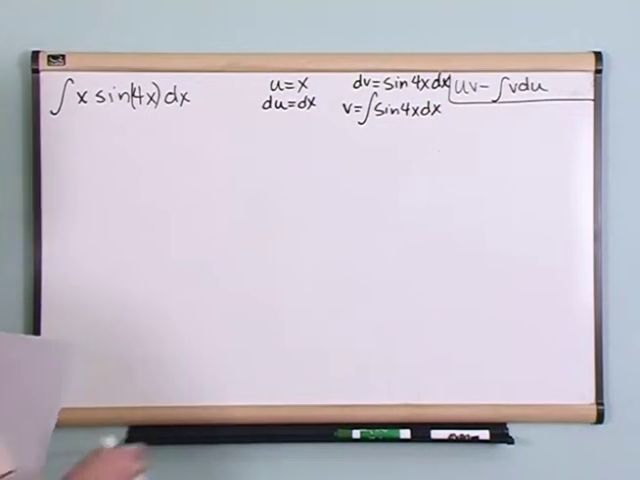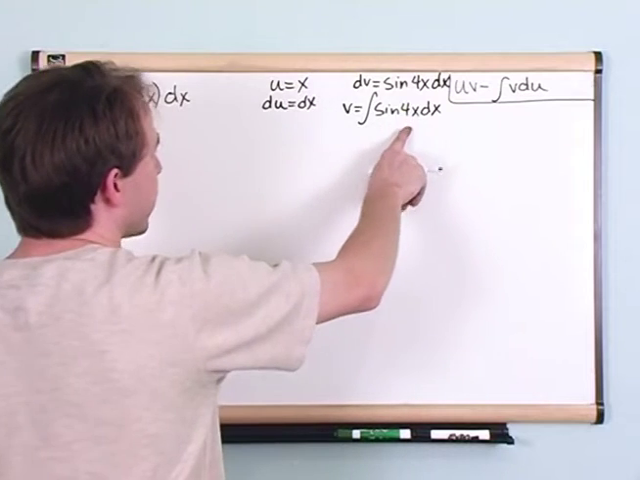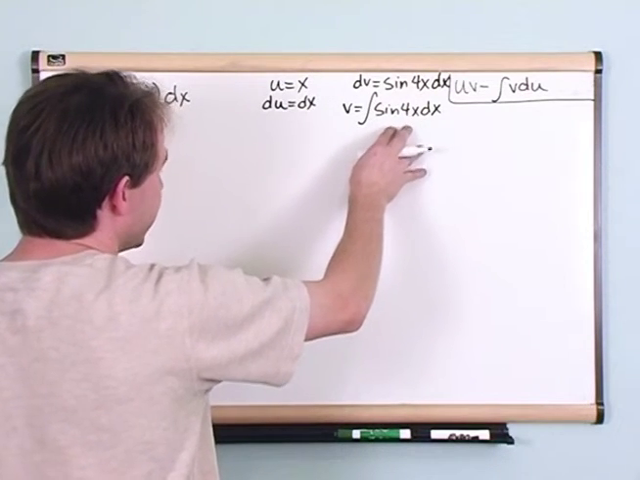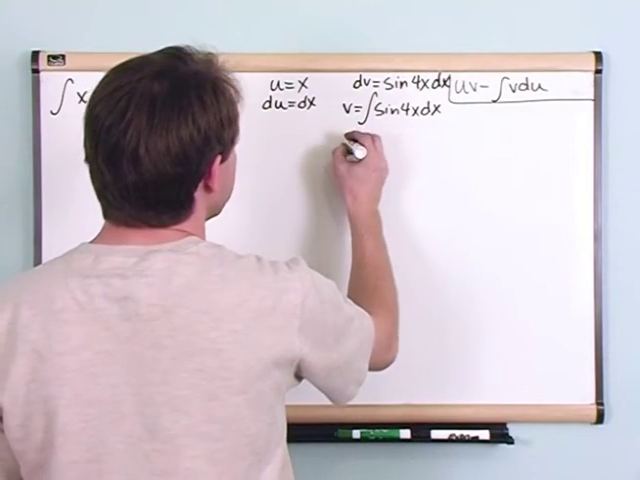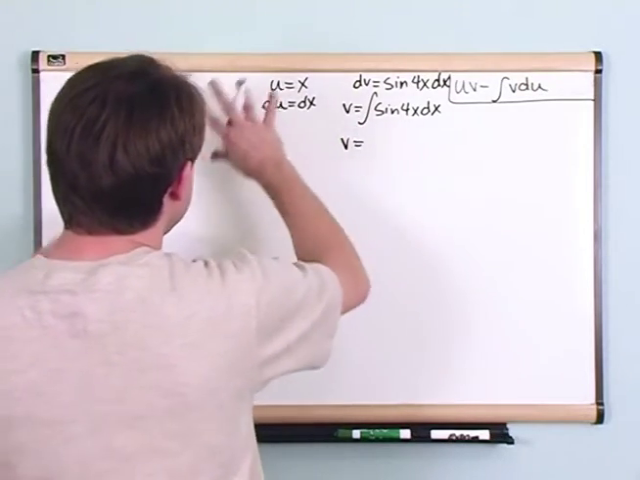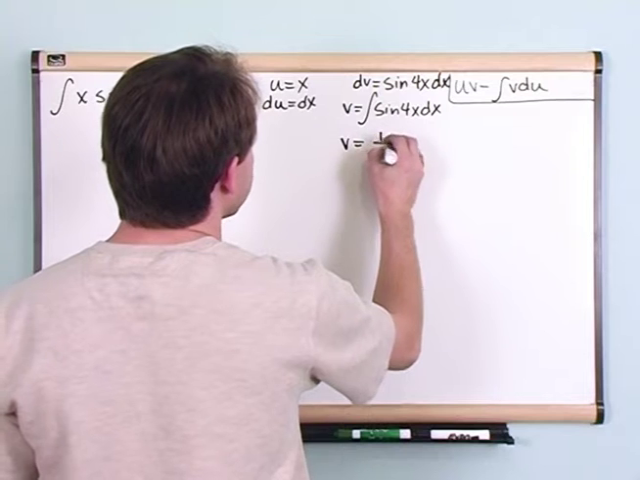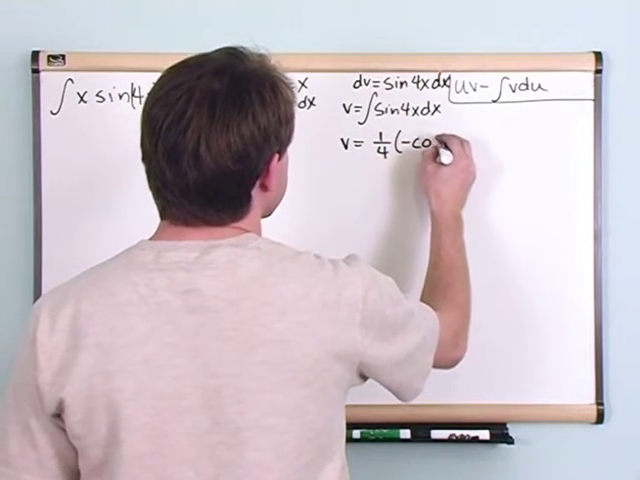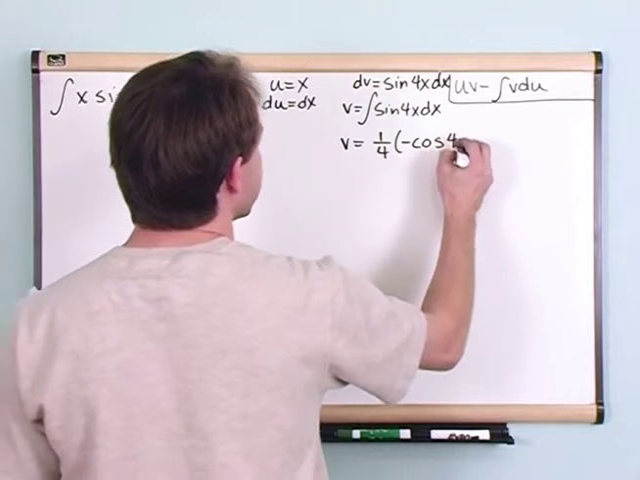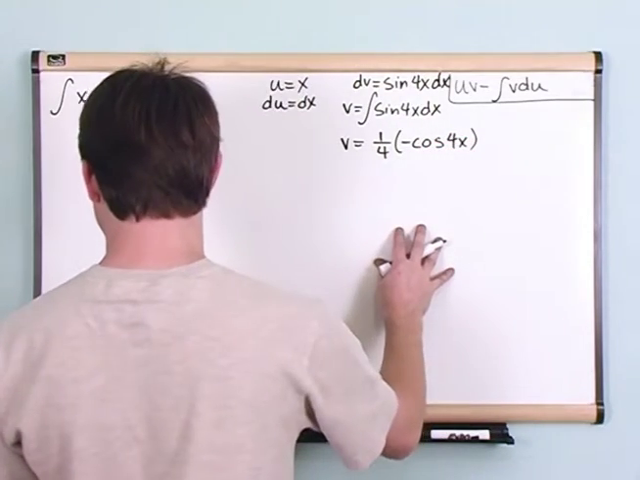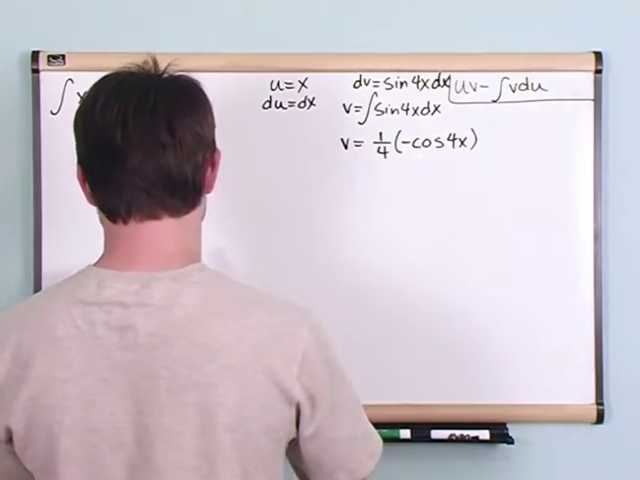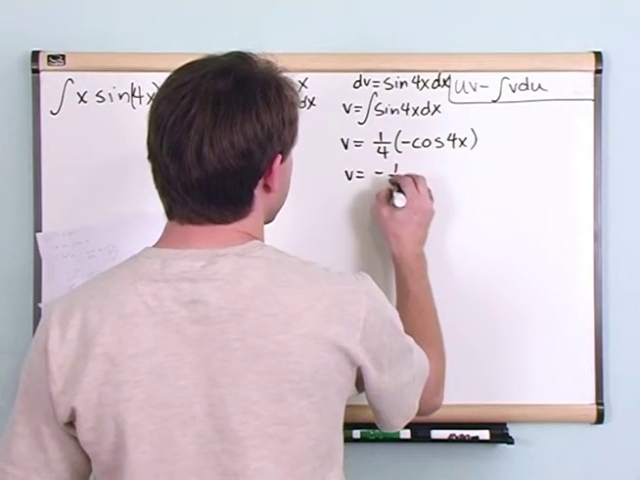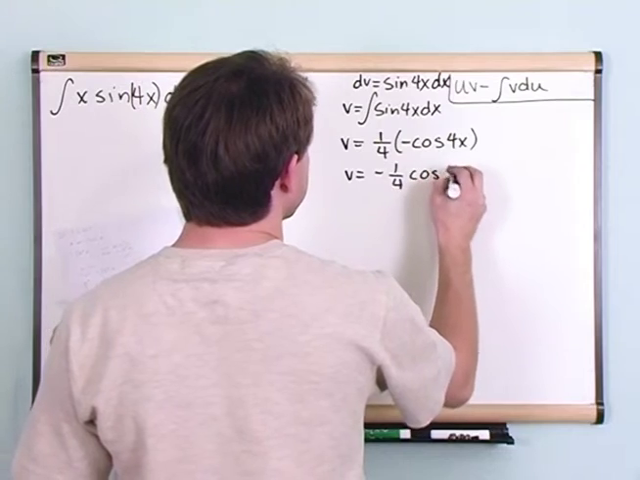Now again, the way you would do this is to use a regular old substitution to do this integral. We've done problems very, very similar. In fact, we've probably done the exact same problem in another section. So I'm going to give you the answer just so you can get the big picture here. This is 1/4 times the negative cosine of 4x. So then v comes out to negative 1/4 cosine 4x.